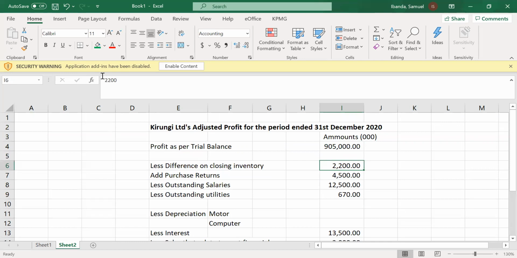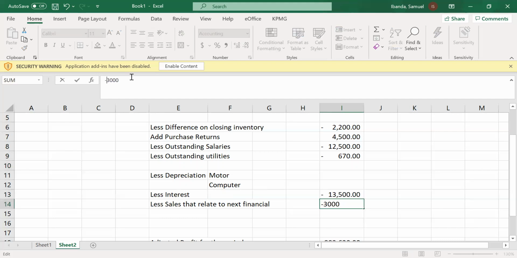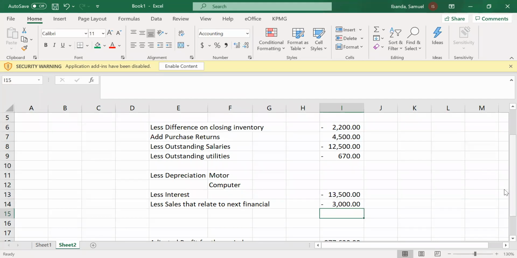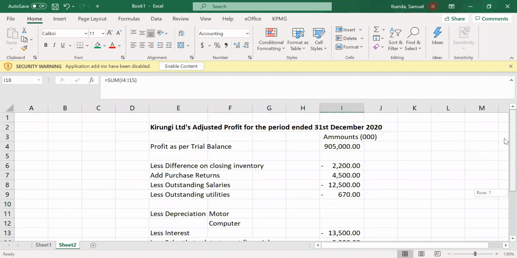For example, if we were lessing this, I'll just put a negative here. We've not added other figures, so you're able to work out those, but I just want to demonstrate for you here. I think for this one we were adding, so I can leave it. This we are subtracting, and this we are also subtracting. So this comes to 877, after you've taken into consideration depreciation to reduce even more. So this is our adjusted profit, and it is adjusting from 905, which we originally had.